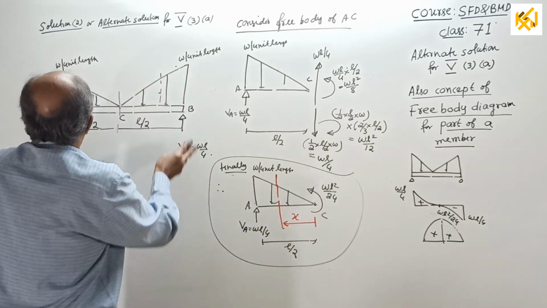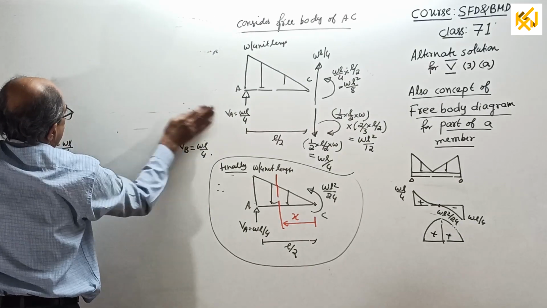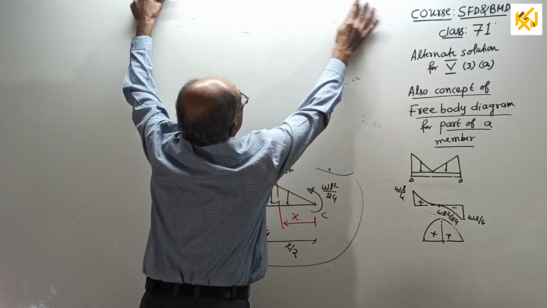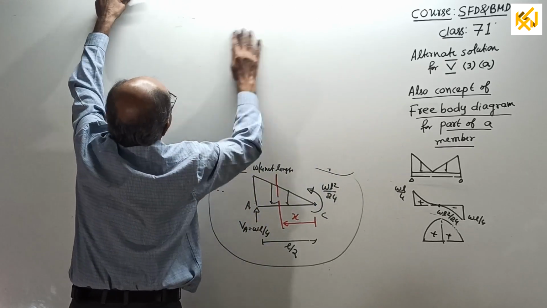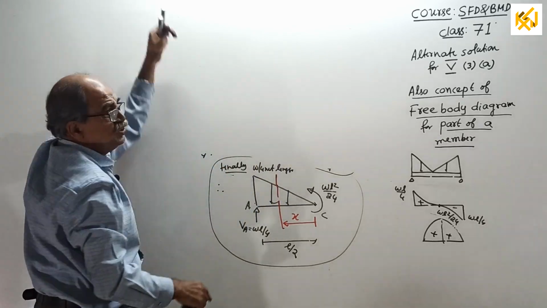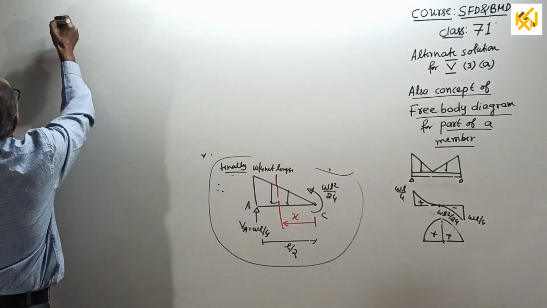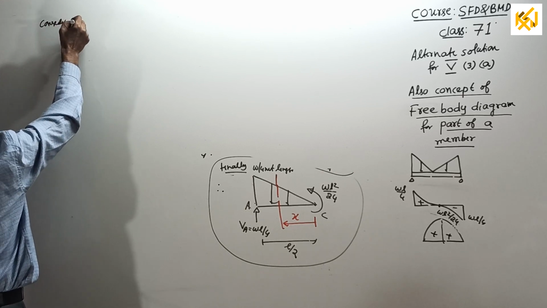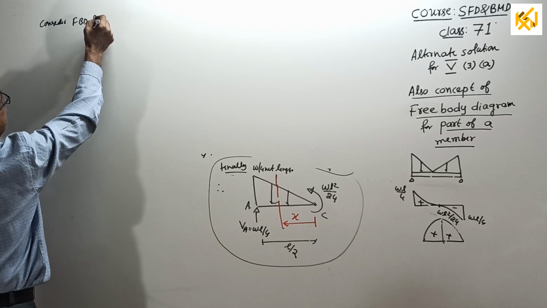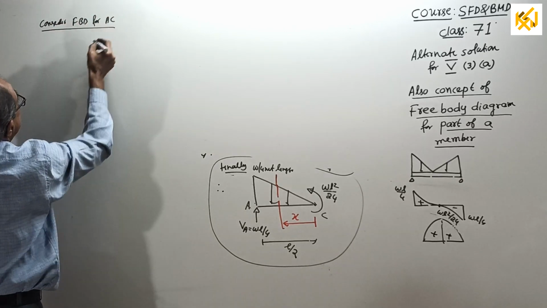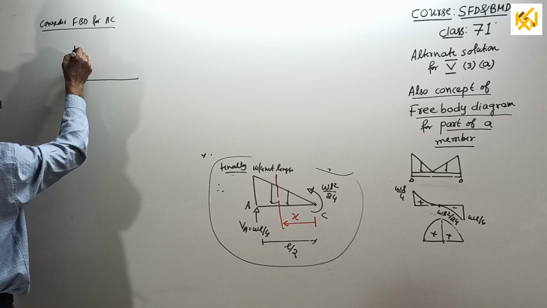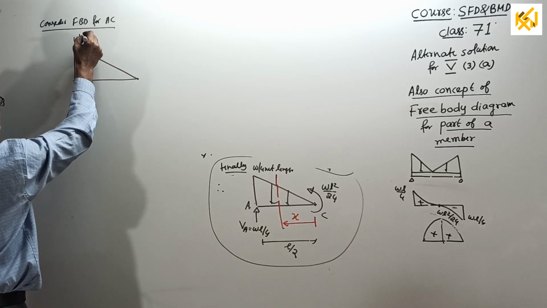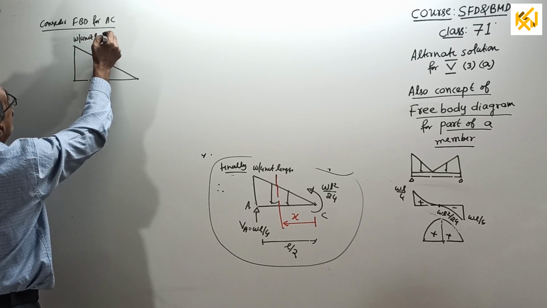See, in the entire structural engineering, confidence is number one. If you have confidence, you can do anything. Now consider the free body diagram for AC. Actually, this much writing is not required. I wrote this for understanding purposes. Otherwise, just by observing you can write here.